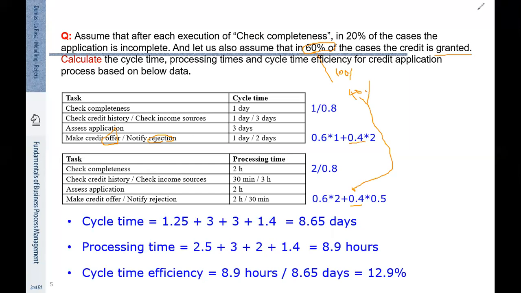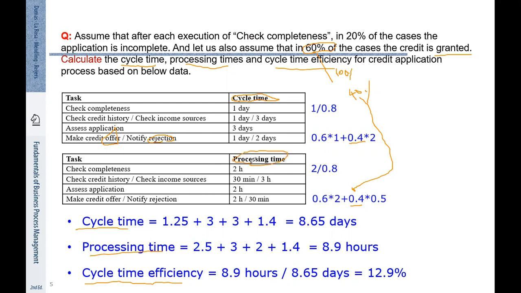Okay, so let's go for the other part now. After this calculation is finished, these two calculations are very important. After this calculation is finished, let's go to these things now. Because the question says that you have to calculate the cycle time, processing time, and cycle time efficiency. 3 things here. That's why these are the things here. They are very easy to calculate. The cycle time is here. And then the second one is the processing time. Processing time is here.